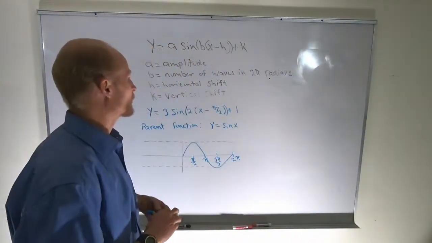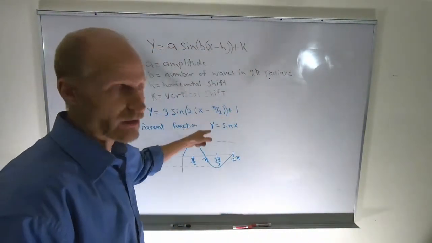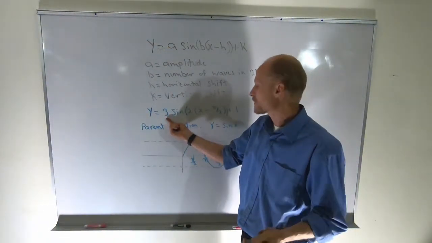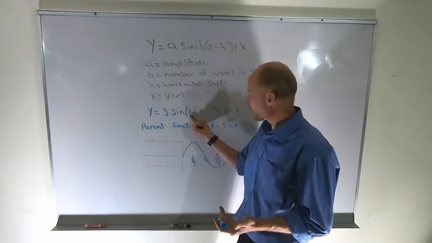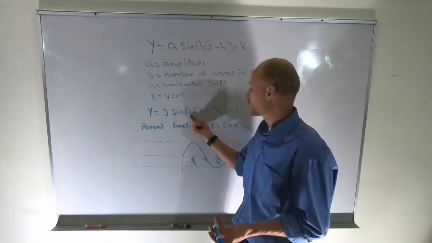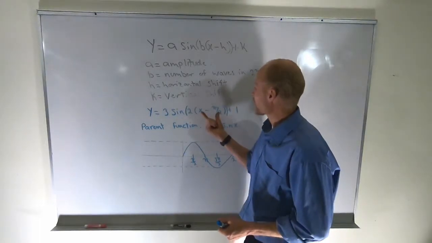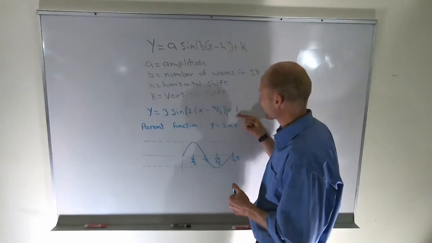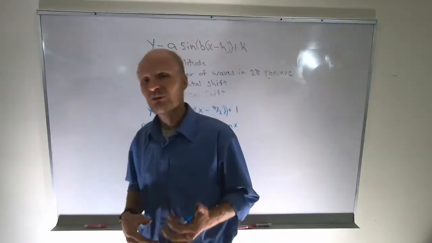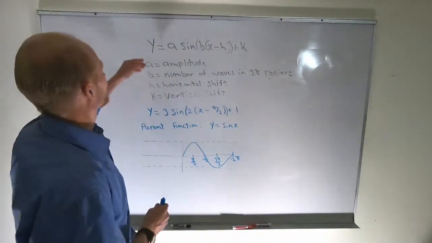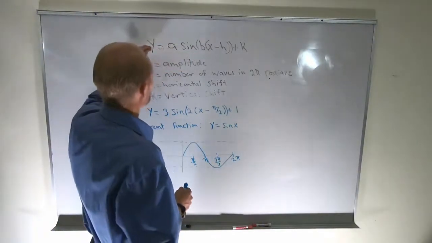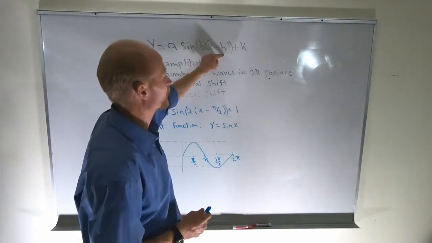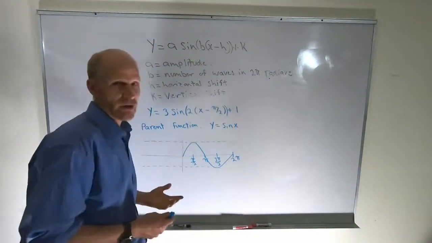Now, what if you have an equation like this, a little more complex? Here you have an amplitude of 3, and again, we'll talk about the different parts. You have 2 waves in 2 pi radians. We'll talk about that. We have a horizontal shift of pi halves, and we have a vertical shift of 1. So let's quickly go through what those parts are. So here is your general function, y equals a times the sine of b times the quantity x minus h, plus k. Here are the different parts.